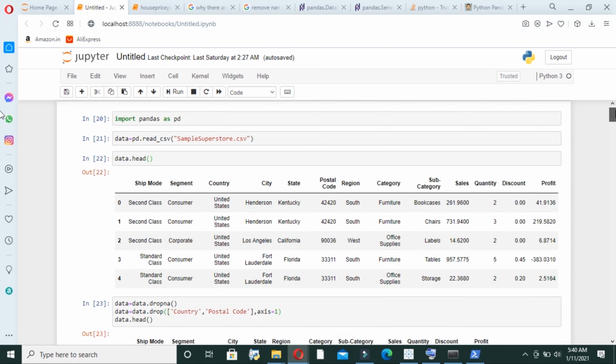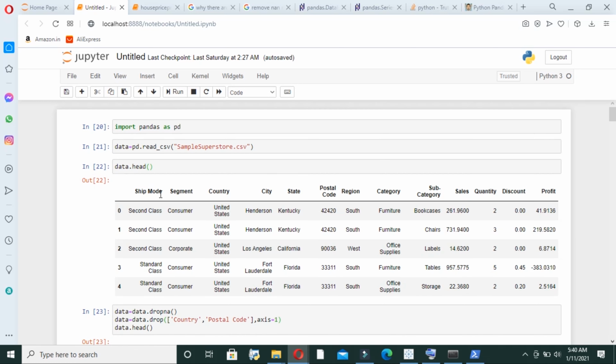Here you can see the columns of the data, like the ship mode, the segment, the country, the city in which the product was ordered, the state in which the product was ordered, the postal code of the region, and the category and the subcategory of the product. Like if we have bookcase, it falls under the category of furniture, and its subcategory is bookcase, and the total sales on the product. The sales on the product, the quantity of the product, the discount on the product, the profit earned from the product. All this data was given.